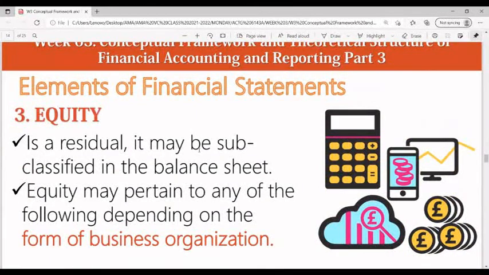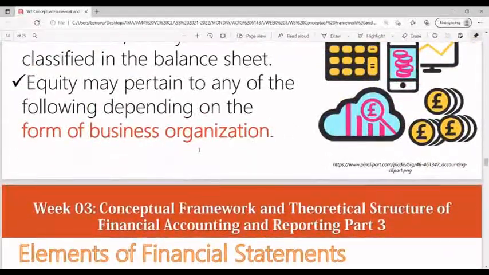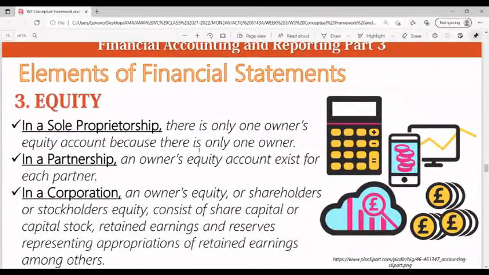While equity is a residual, it may be classified in the balance sheet. Equity may pertain to any of the following depending on the form of business organization. It is the capitalization or the start of capital of your business operation. And elements of financial statement, equity in a sole proprietorship, there is only one owner's equity account because there is only one owner. So ikaw lang talaga ang nagmamay-ari ng negosyo. In a partnership naman, an owner's equity account exists for each partner.